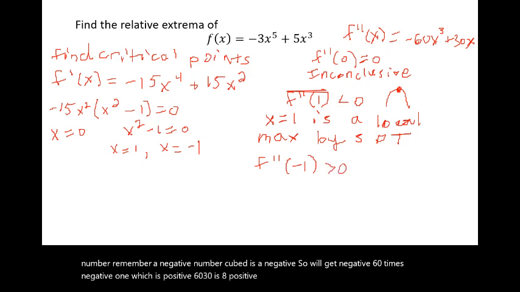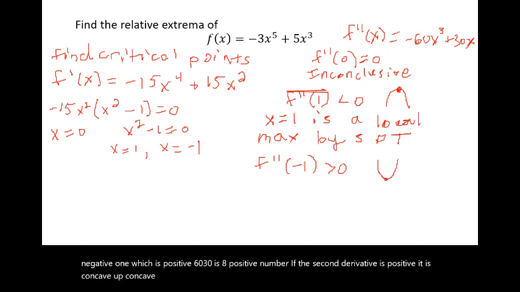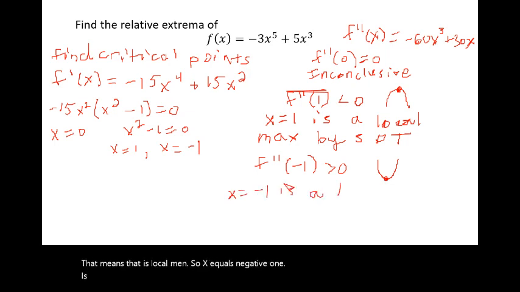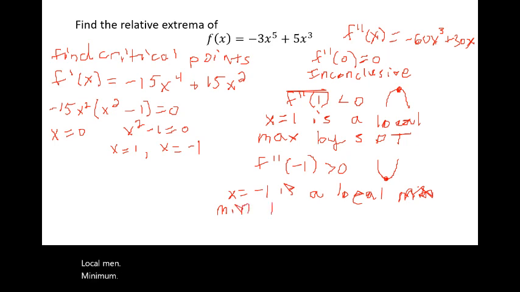If the second derivative is positive, it is concave up. Concave up looks like this. That means that is a local min. So x equals negative 1 is a local min. Local min. Minimum by the second derivative test.